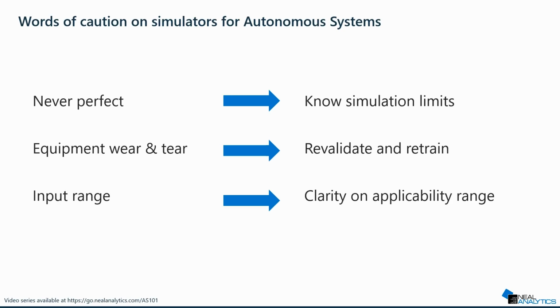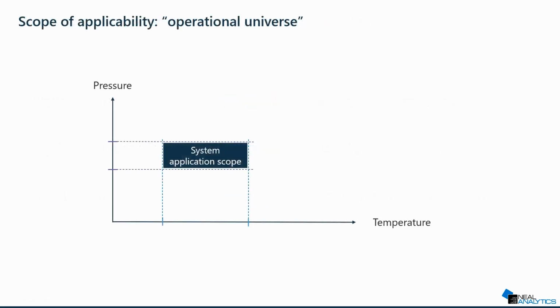Let me double-click on this concept a little bit. One way to think about the application scope is to think about an operational universe. Operational universe refers to the range input variables could have in a real-life situation. In this simple two variables example, you could define the minimum and maximum temperature and pressure for which the system should work. Obviously, the vast majority of systems that you would want to control won't have only two variables to take care of.